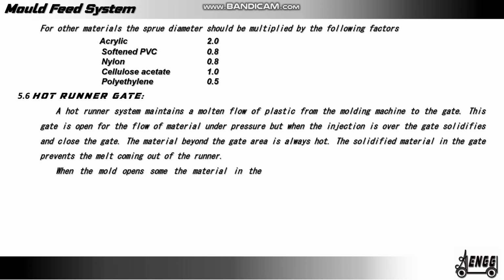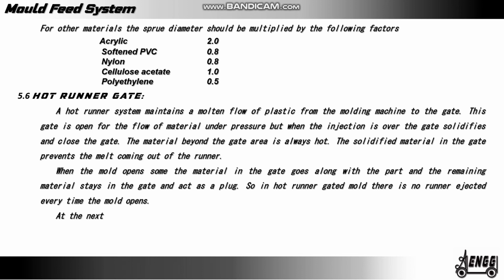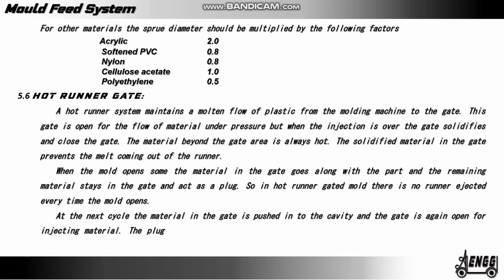When the mold opens, the material in the gate goes along with the part and the remaining material stays in the gate and acts as a plug. So in a hot runner gated mold, there is no runner to eject every time the mold opens. At the next cycle, the material in the gate is pushed into the cavity and the gate is again open for injecting material. The plug which is pushed into the cavity usually melts and mixes with the other material.